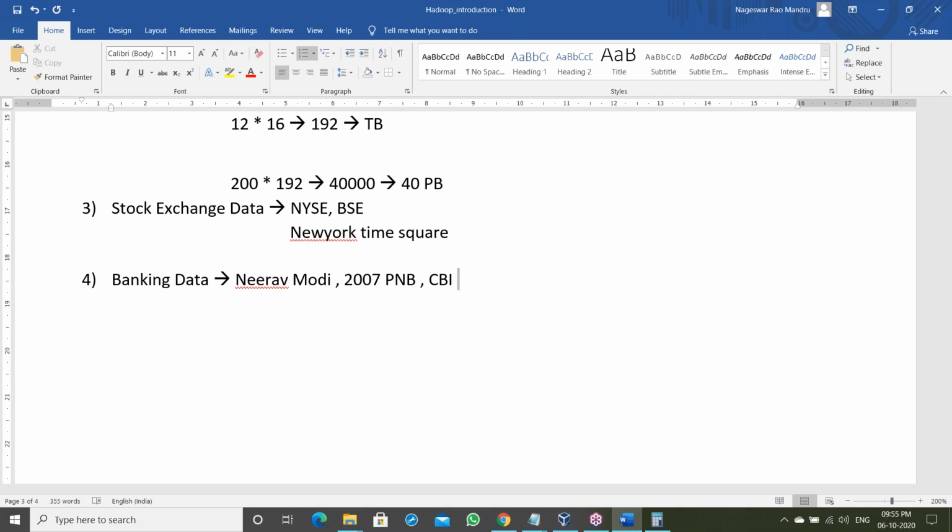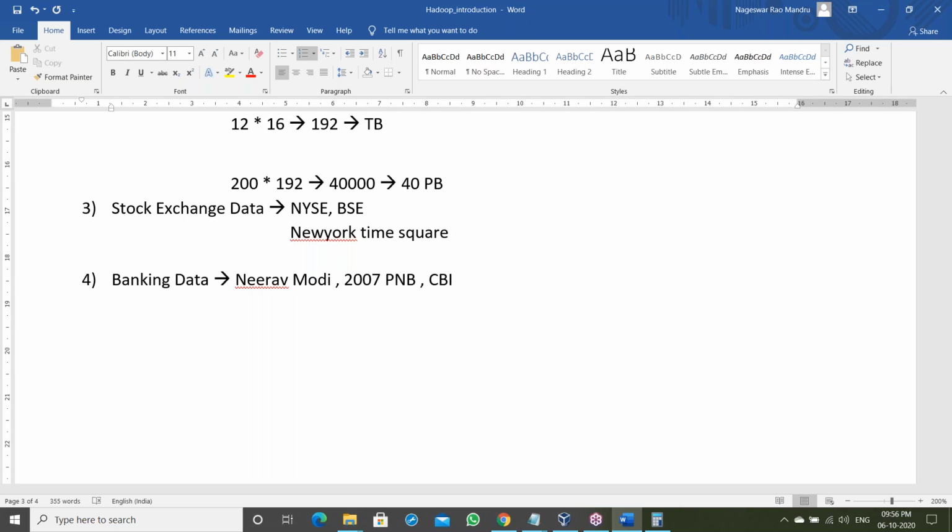The CBI has taken all the statements from 2007 to this year, which means 13 years of statements. So 13 years of data they have to maintain, which is big data. Not only 1 year or 2 years, but 13 or 20 years, and not only one customer, but many customers.